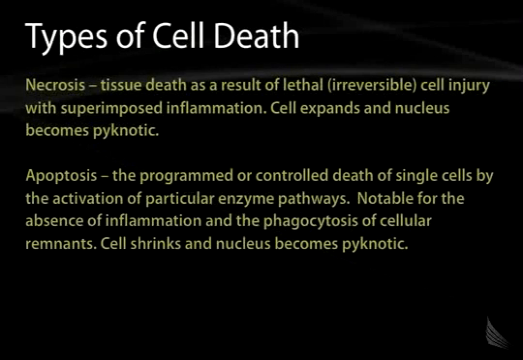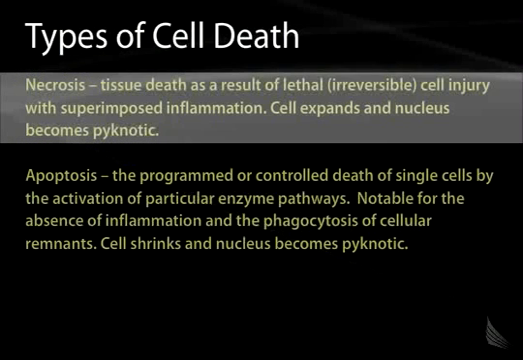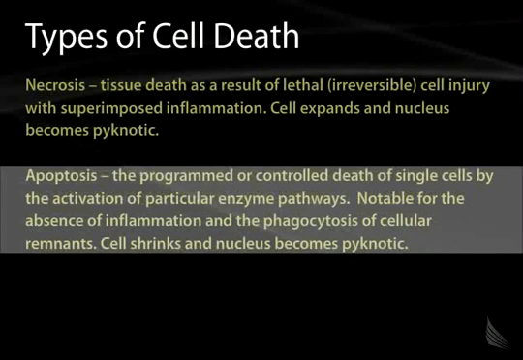Now, there are basically two types of cell death, necrosis and apoptosis. Necrosis is tissue death that occurs as the result of lethal or irreversible cell injury with inflammation. The cell expands and is destroyed in an uncontrolled fashion, and that stimulates an inflammatory response. Necrosis often leads to additional cell damage in the surrounding tissues as well. Apoptosis, on the other hand, is programmed or controlled death of single cells by activation of particular enzyme pathways. It has no inflammation, and the cellular remnants, rather than getting scattered, are phagocytosed in a very organized fashion. The cell shrinks, the nucleus becomes pycnotic, the cell blebs off pieces of membrane which get phagocytosed, and the cell is eventually consumed.